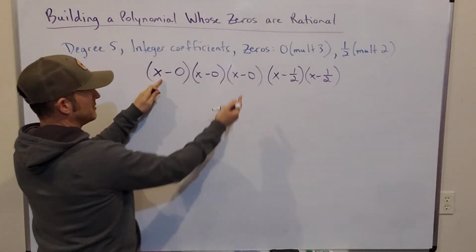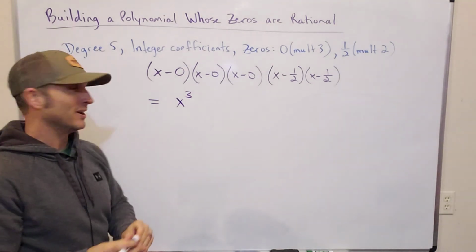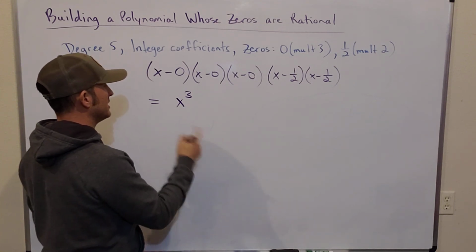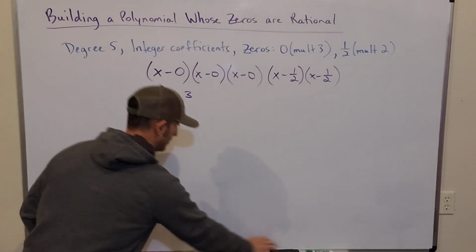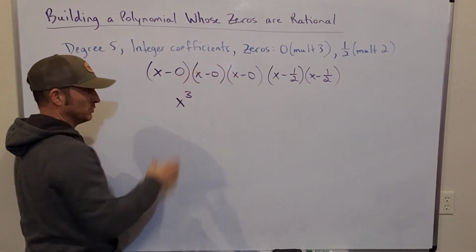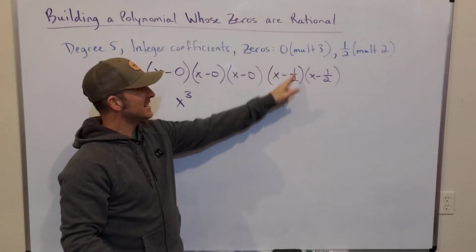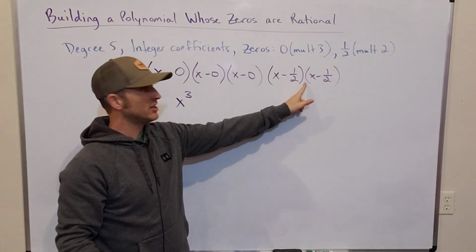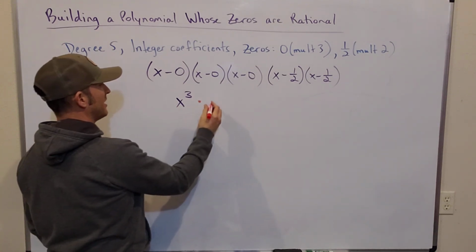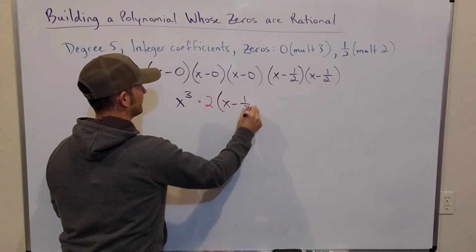X minus 0 times x minus 0 times x minus 0. That's just x to the 3rd power. Pretty simple, right? Now, x minus 1/2 times x minus 1/2. What I'm going to do is I'm going to build in, let's not write equals, okay? This was our starting point. What we're writing next is not equal to this. What we're going to do now is build in a coefficient here that's going to take care of this fraction and build in another coefficient here that's going to take care of this fraction. Let me show you what I mean. So I'm going to take x cubed times 2 times x minus 1/2. Right?